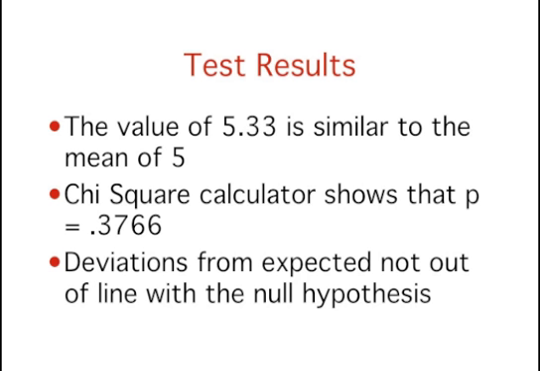Recall that the mean of a chi-square distribution is its degrees of freedom. In this case, the mean is 5. Therefore, the value of chi-square is similar to the mean of the distribution. In other words, the deviations from the expected frequencies are about what would be expected if the null hypothesis were true. The chi-square calculator can be used to determine that the probability of a chi-square of 5.33 or larger is 0.3766. Therefore, these data are consistent with the null hypothesis that the die is fair.